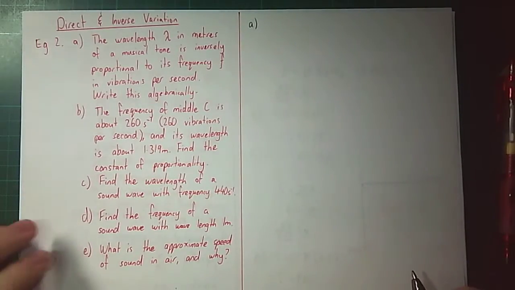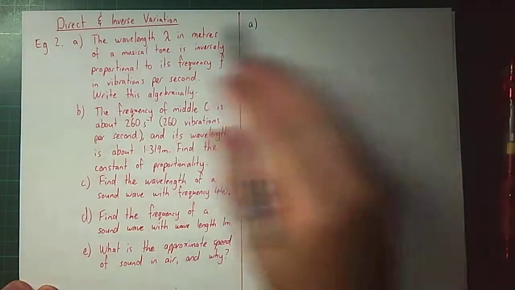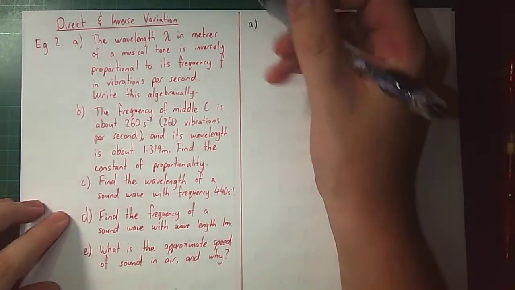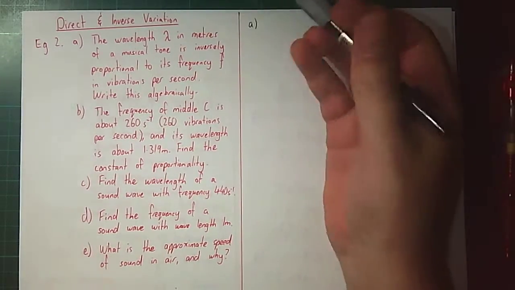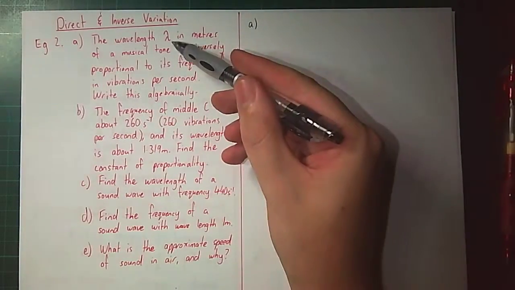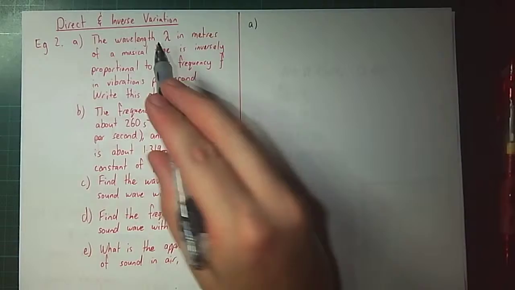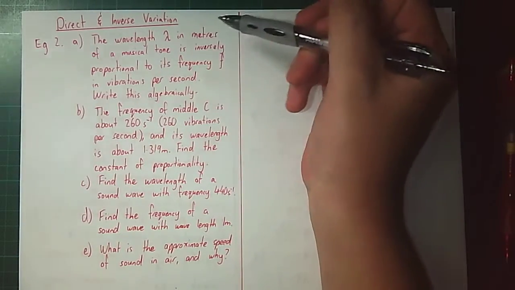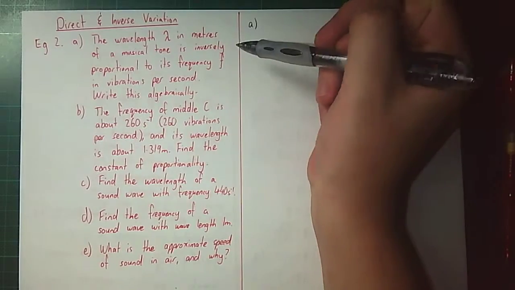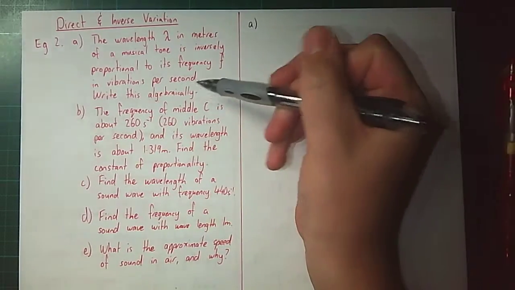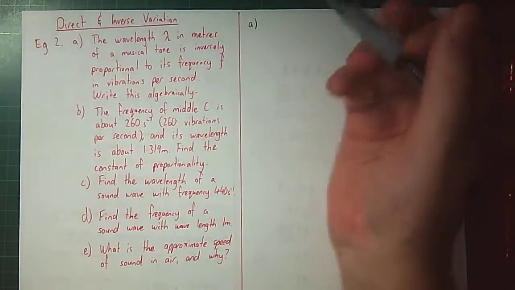In this second example, we're going to be looking at the inverse variation. Now, this example actually shows how creative maths can be in regards to wavelengths. This is a symbol called lambda, and that normally refers to wavelength. It says the wavelength lambda in meters of a musical tone is inversely proportional to its frequency, f, in vibrations per second. Write this algebraically.